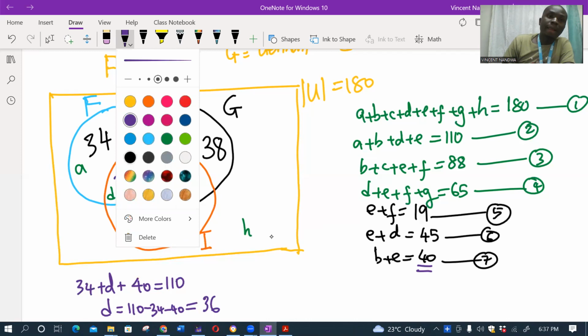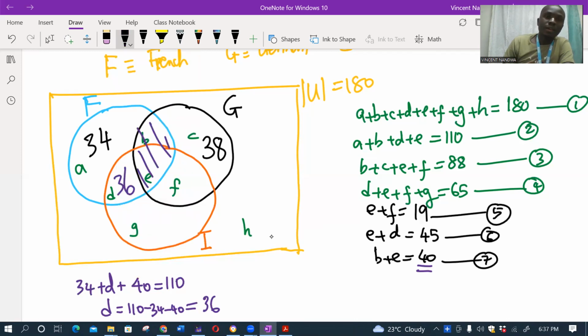Similarly, you see, if you take D and E, you get 45. So if I pick this part, I add to 34 plus B, I must get 45. So I can say 34 plus D plus E is 45, and then plus this B, still I should get 110, because these are the same values within the range set.